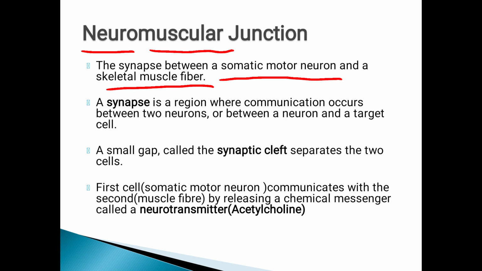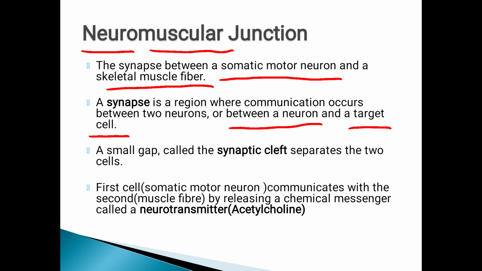Next is a synapse. It is a region where communication occurs between two neurons or between a neuron and a target cell. Now you all must have already studied about the synapse, that it's a communication between two neurons. Up to now, you have probably only studied the communication between neurons, till your 12th. But in today's lecture we'll see the communication between a neuron and a target cell.